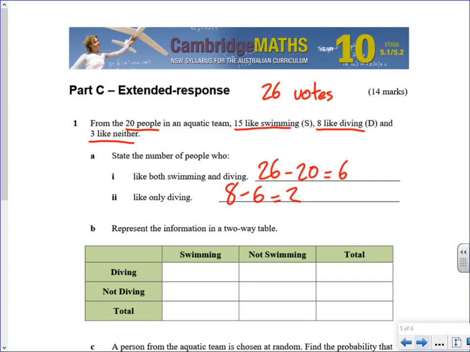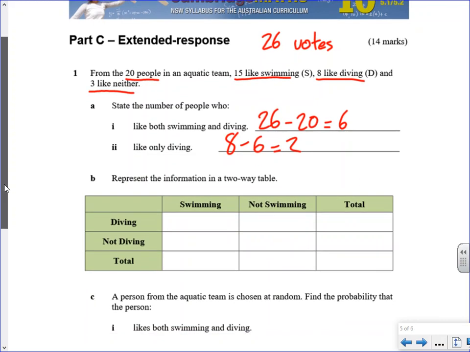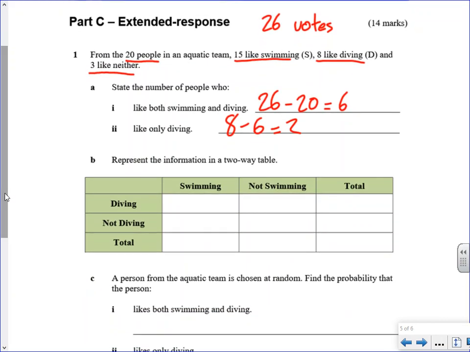So now we have this information to be put into this two-way table. When we're doing these two-way table questions, particularly the ones where we need to track back and find the both, because we've got too many votes, it's good to write 20 down at the bottom right straight away. We know that has to be 20 because that's how many people were in the team in the first place. So if your numbers don't add up to 20, you know you've made a mistake. From that, we can now fill out the rest of the numbers.